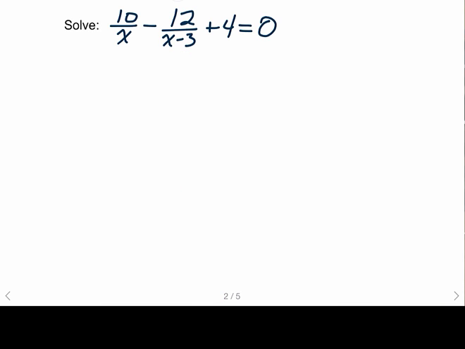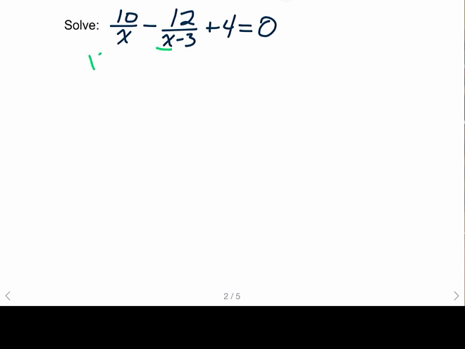And for that next example, we're looking at: solve 10 over x minus 12 over x minus 3 plus 4 is equal to 0. As before, we need a least common denominator. It's tempting to say that since you see x as part of x minus 3, that x must be a common factor, and it's not.